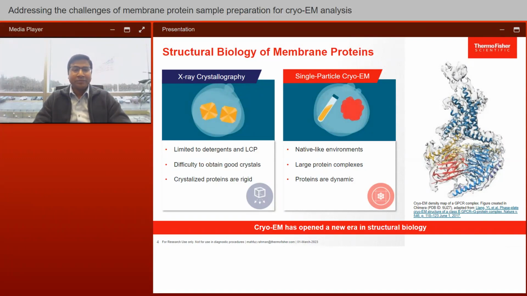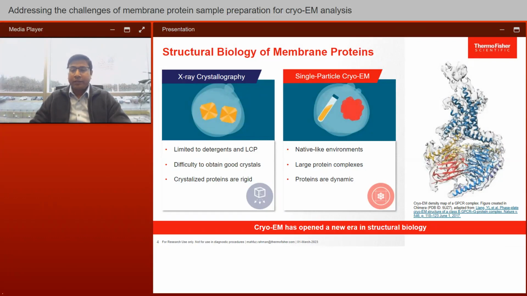So why cryo-EM? The X-ray crystallography method is limited to detergent and lipidic cubic phase, and in both cases, the membrane portion of the protein is not available to make direct crystal packing. Also, the presence of detergent causes high solvent content, which causes fragile crystals or low diffracting crystals. And also, in many cases, we could see anisotropy in the data.